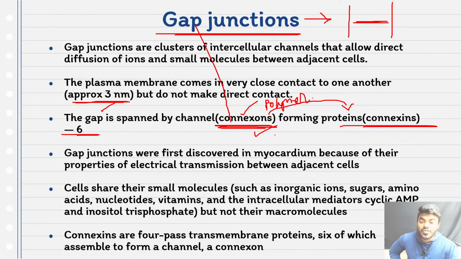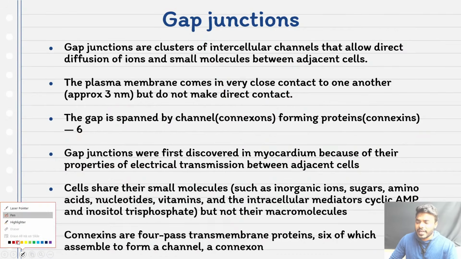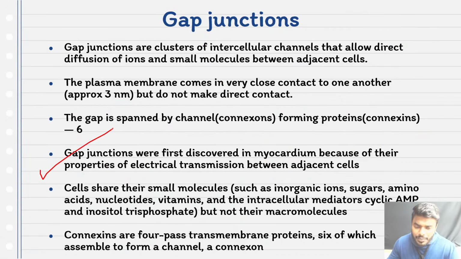The gap junctions were first discovered in the myocardium because of their properties of electrical transmission between the adjacent cells. Kindly do not get confused with this particular point. And here comes the most unique statement you people have to remember. By using a gap junction, what kind of ion or what kind of molecule can be transported? That is the point I want you to remember. Listen to me very carefully, friends.